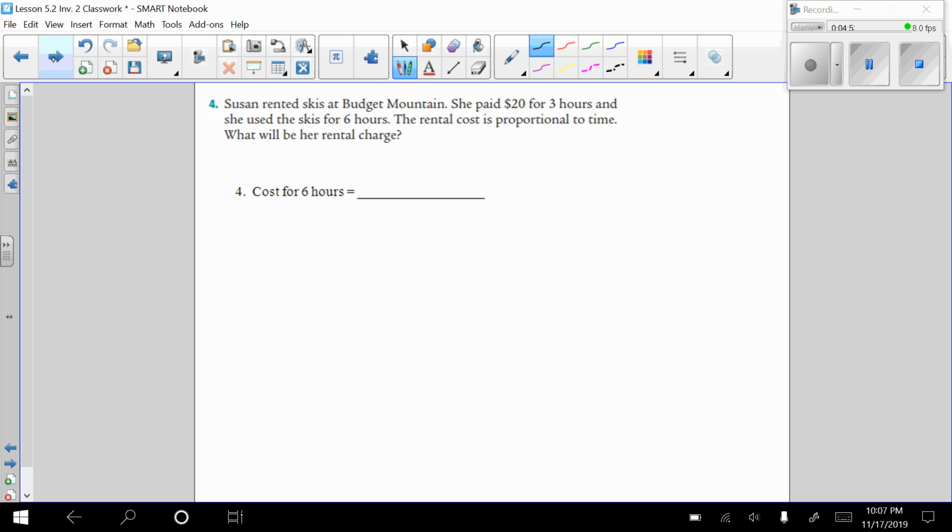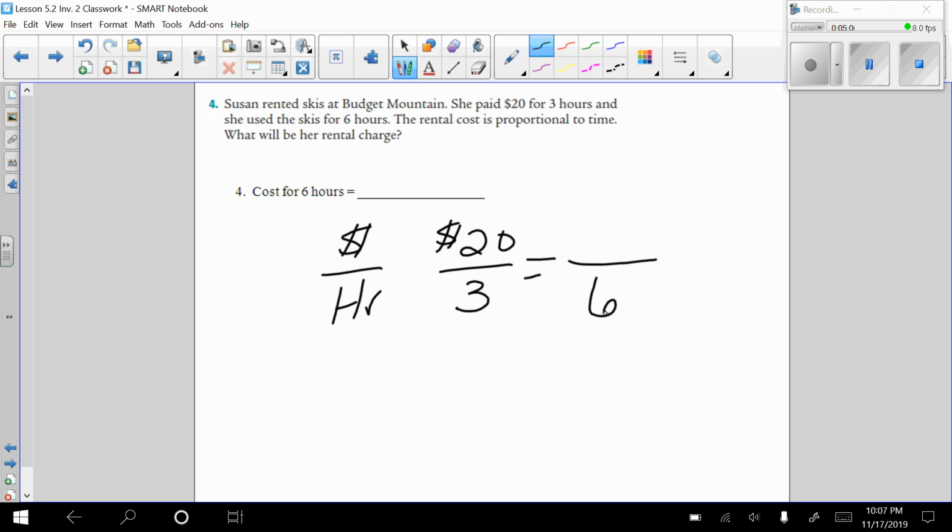Well, again, now I'm comparing money to hours. For $20, I had 3 hours of ski time. How much did I have for 6 hours? Again, I can cross multiply 6 times 20 to get 120, and then divide by the lonely guy of 3, and 120 divided by 3 gives me how much money it would have cost her, which is $40.